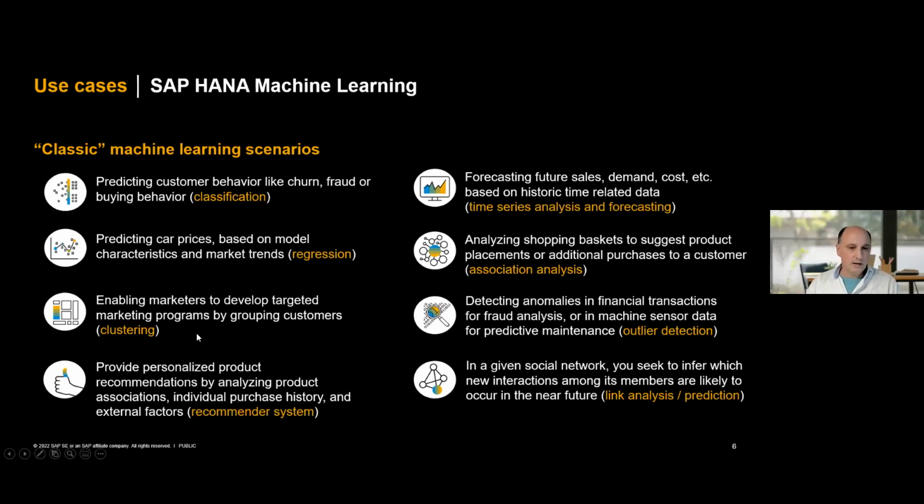We'd like, in marketing scenarios, to take our overall customer group and segment it into subgroups. Therefore, we can use clustering techniques, or in predictive maintenance, maybe outlier detection in our sensor data is also a common scenario we see often with our SAP HANA customers.